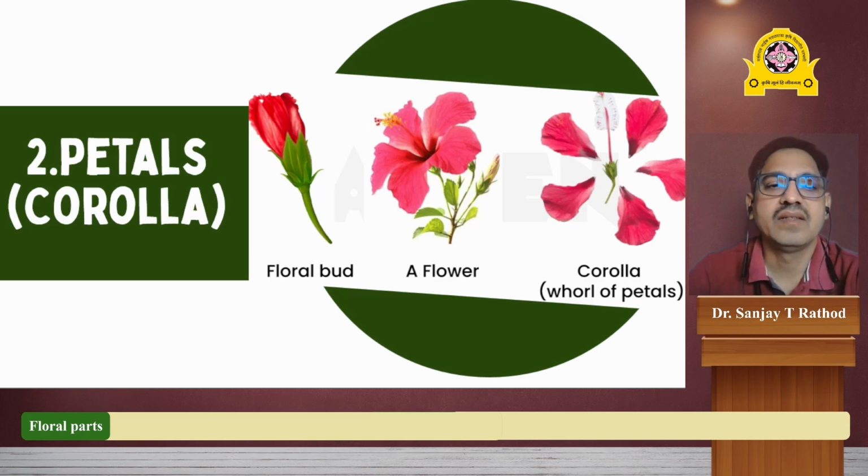Second is petal. Petals and petal are different because the petals make a corolla and petal is a separate one. Individual petal. In some flowers you may find five petals. All five petals will become a corolla. That is whorls of petals. What is the role of these petals? It attracts the insects, birds. Okay, for what? To get the fertilization.